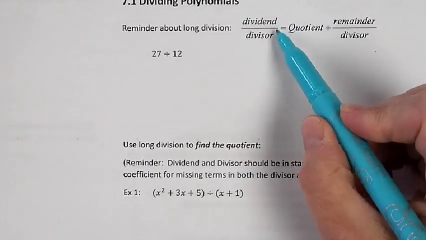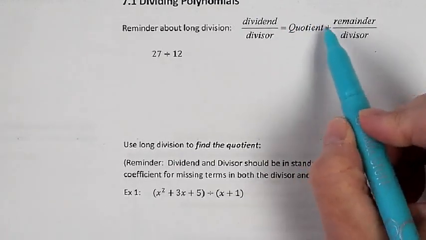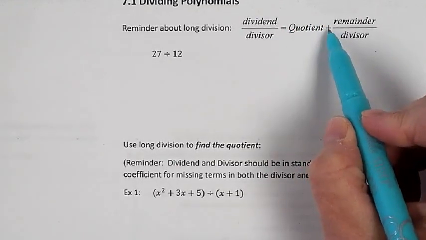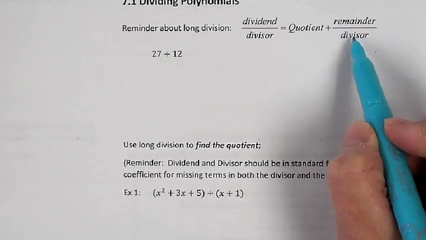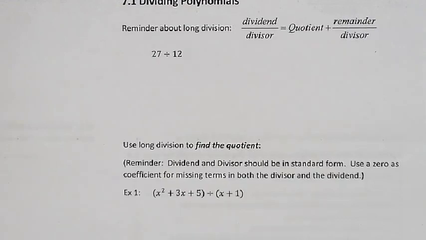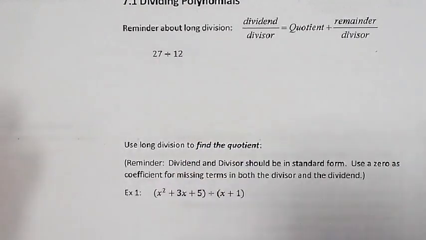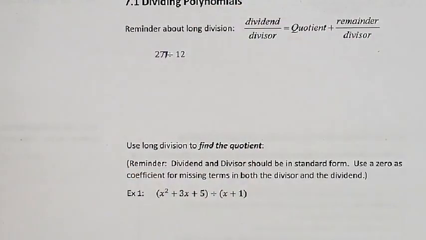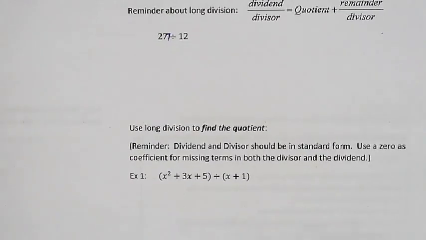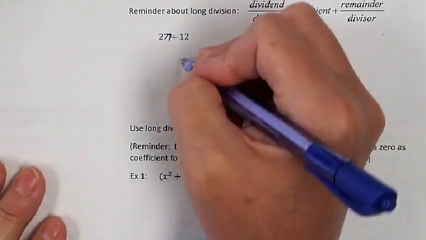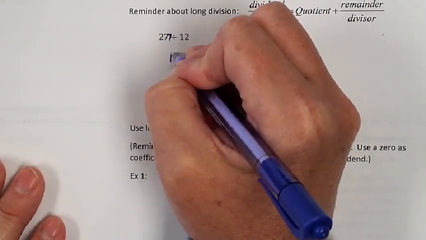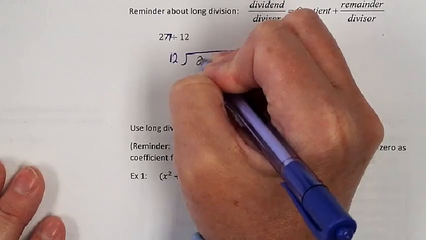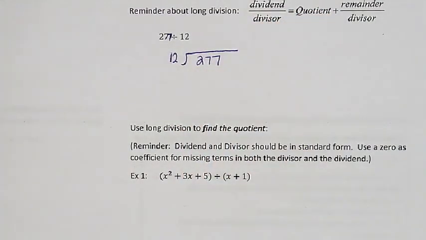So vocabulary: the dividend over the divisor is equal to the quotient, your answer, plus, if there's a remainder, you put the remainder over the divisor, so whatever we're dividing by. So if I look at this, it's supposed to be 277. I mistyped. So it should be 277 divided by 12. We're just going to do the steps of long division. So the 12 is what goes on the outside, and then the 277 on the inside.